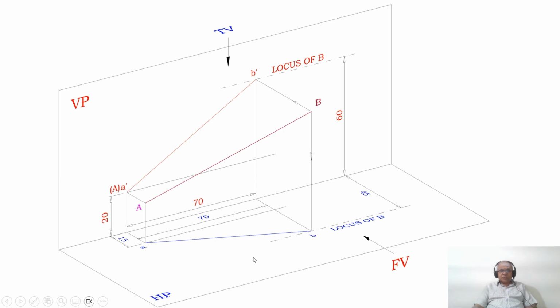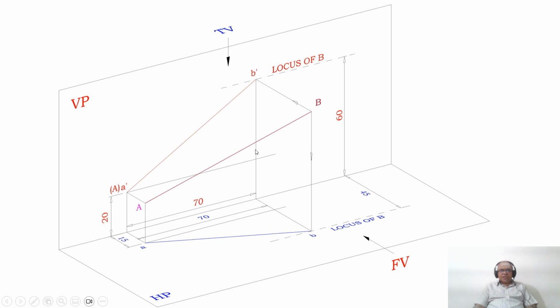the projector A. So when you look from the front view, this is the projector we are talking about, and here also this is the projector which I am talking about for the front view. So when you look from the front view, that projector will be this, and similarly the projector we have here is this. So what is the distance? That distance is 70.